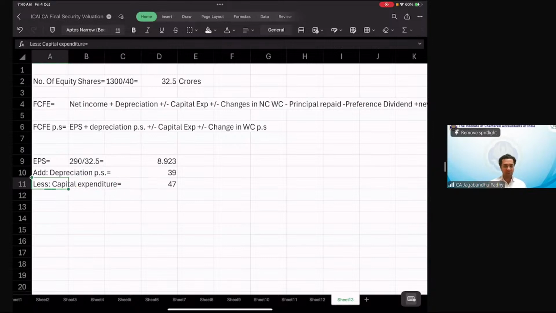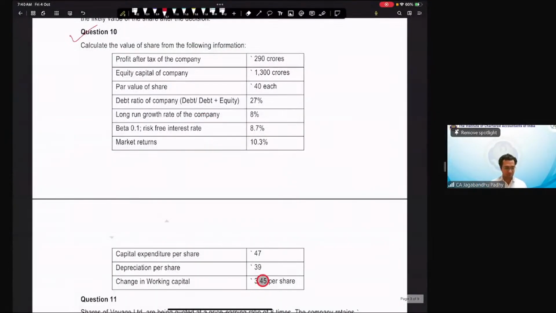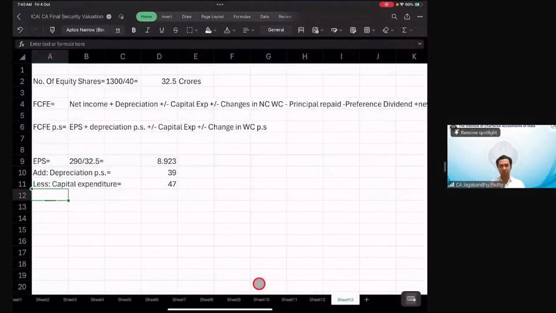Then changes in working capital. Changes in working capital is 3.45 per share. So working capital is basically a positive number, so we are increasing the working capital. So if there is an increase in the working capital, is it going to be considered as an outflow or as an inflow? Is it going to be considered as an outflow or inflow?